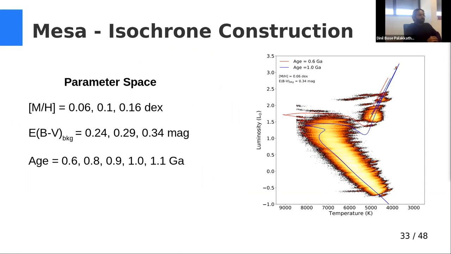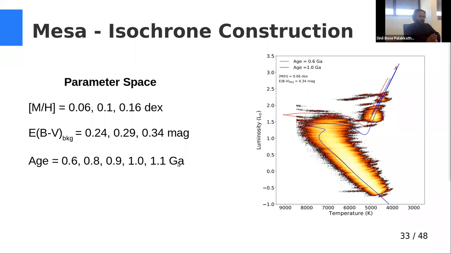For construction of the isochrones, we need to know the parameter space. We found the parameter space by fitting the isochrones. We took three metallicities, which are 0.06, 0.1, and 0.16 dex. And we have three background extinction values from 0.24 to 0.34 magnitude. And we took the age from 0.6 to 1.1 gigayear.